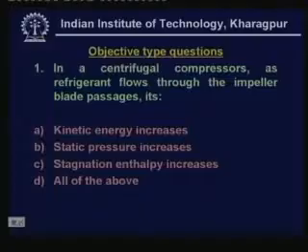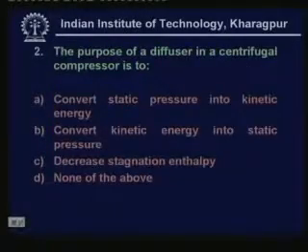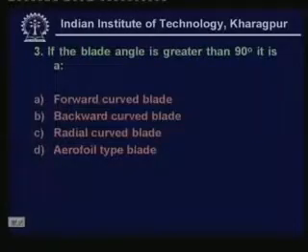And let me also give you a few objective type questions. The first question is, in a centrifugal compressor, as refrigerant flows through the impeller blade passages, what happens? A, its kinetic energy increases, B, its static pressure increases, C, stagnation enthalpy increases, and D, all of the above. And second question is, the purpose of a diffuser in a centrifugal compressor is to A, convert static pressure into kinetic energy, B, convert kinetic energy into static pressure, C, decrease stagnation enthalpy, or D, none of the above. And third question is, if the blade angle beta is greater than 90 degrees, it is A, forward curved blade, B, backward curved blade, C, radial curved blade, D, aerofoil type blade.